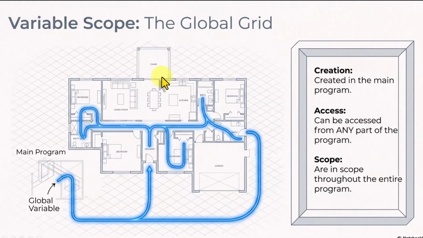Global variables are created in the main program, then after that in your subprograms you can just use them. Created in the main program, they can be accessed from any part of the program, and are in scope throughout the entire program. So that is a global variable.